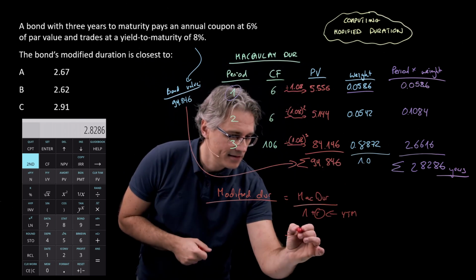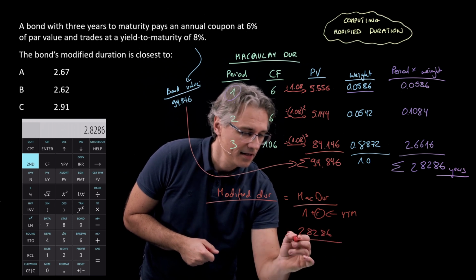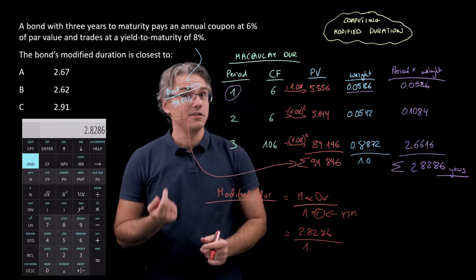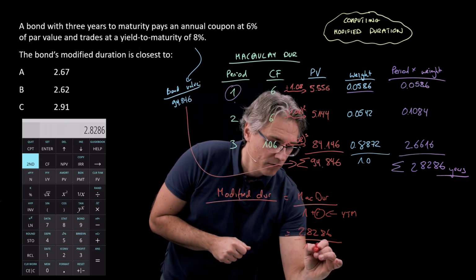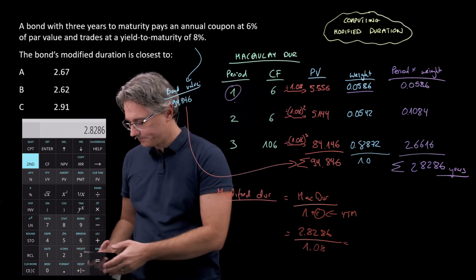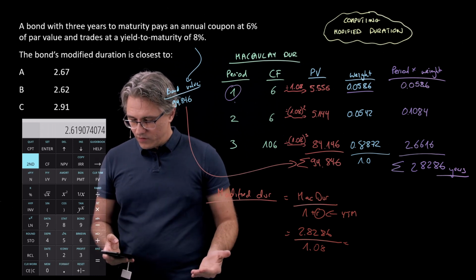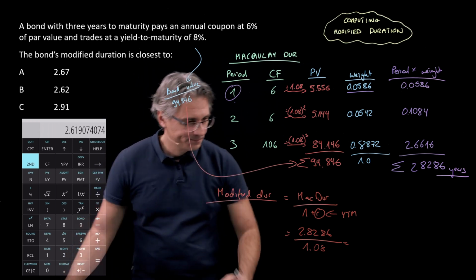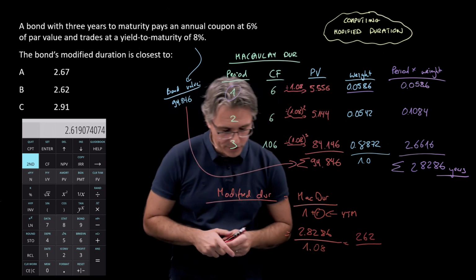where r is simply the yield to maturity on the bond. So I know this is 2.8286, and I'm dividing, because I know the yield to maturity on the bond is 8%, so dividing by 1.08 over here, let's see what the result is. 2.62 roughly. And this is modified duration.